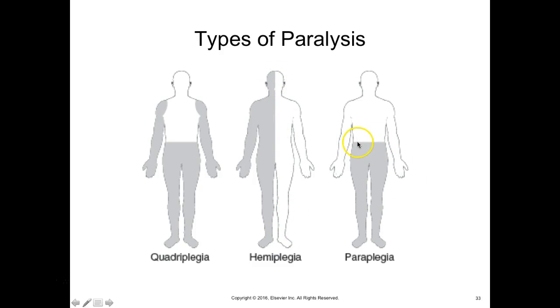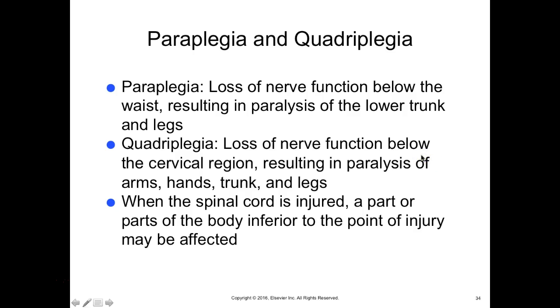And then we have paraplegia, which is typically from the waist down, and this is from a lower spinal cord injury. Paraplegia is loss of nerve function below the waist, resulting in paralysis of the lower trunk and legs. So again, the difference in paraplegia and quadriplegia depends on where the spinal cord injury is. So the higher the injury, the more of the body affected. The lower the injury, less of the body affected. Quadriplegia, loss of nerve function below the cervical region, resulting in paralysis of arms, hands, trunk, and legs.